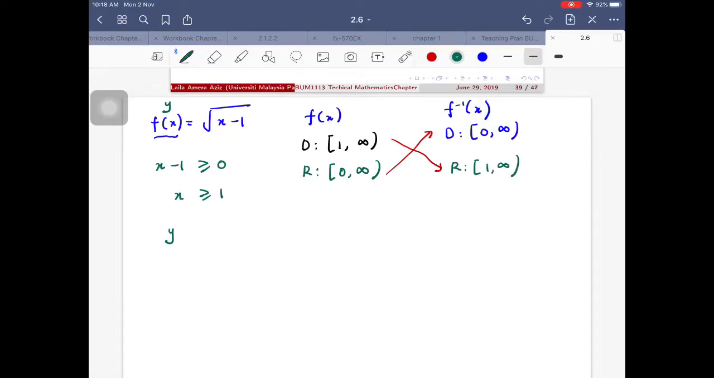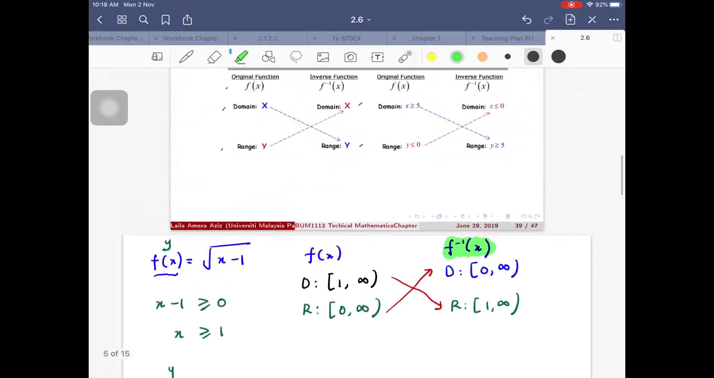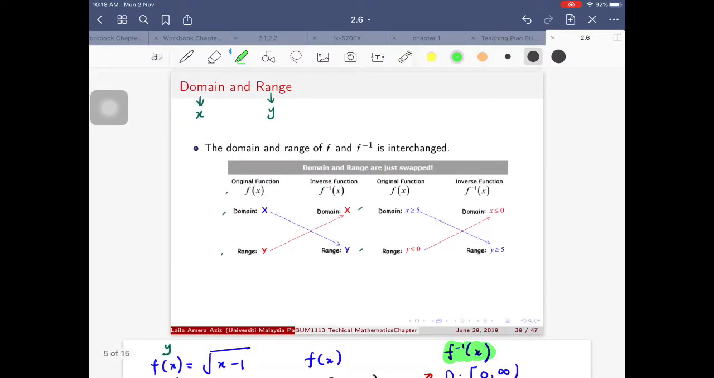Remember, even though we don't know what the function of f inverse is, even if we don't find it, we don't really have to. We can tell the domain and range from what we have from f of x. It's going to be the opposite for them. So domain and range are going to be interchanged for f and also f inverse.